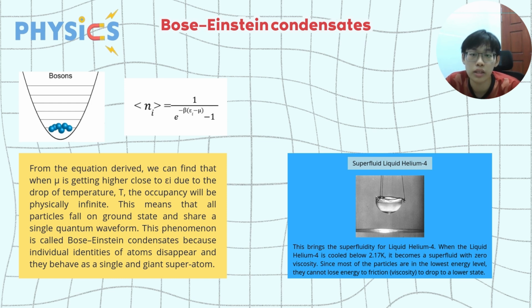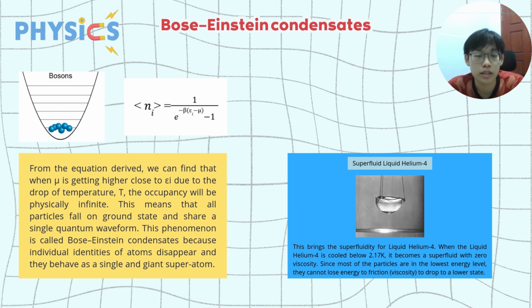So when the mu is getting higher, closer to the E, which is the energy of the quantum state, it is due to the drop of the temperature. You will see that the occupancy will be physically infinite. So this means that at low temperature, all of the particles will fall to the ground state and share the single quantum waveform only. And this phenomenon causes the disappearance of the individual identity of the atoms, and they behave as a single giant superatom.